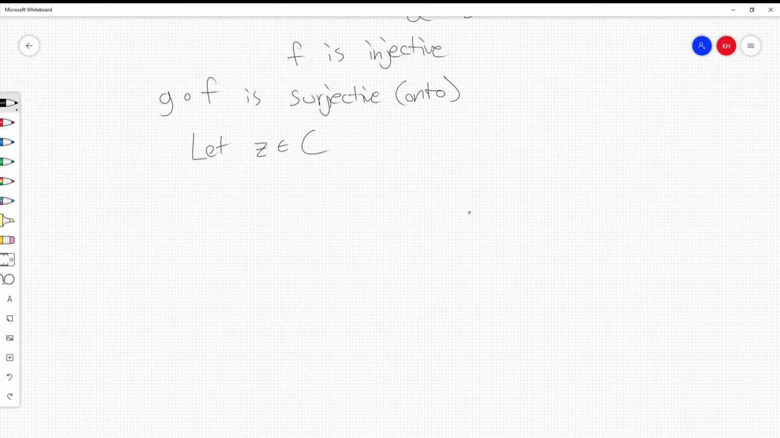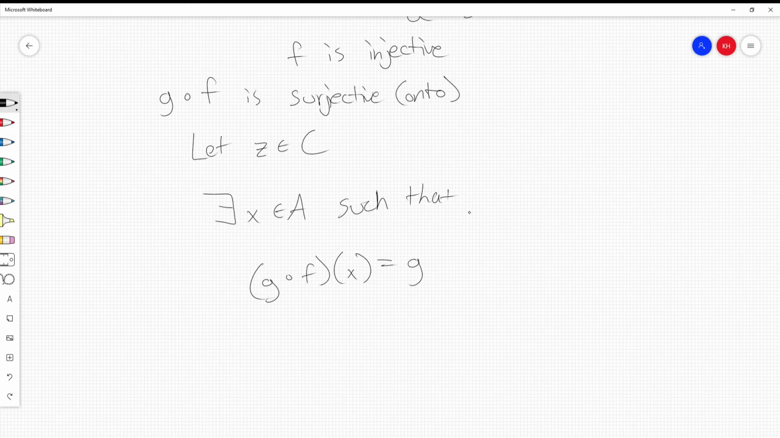Then if g of f is surjective, then there exists an x in A, so all the way back to the beginning function, such that g composed of f of x is equal to g of f of x, I'm just writing this out, which is going to be equal to z. That's what our existence here is kind of saying.